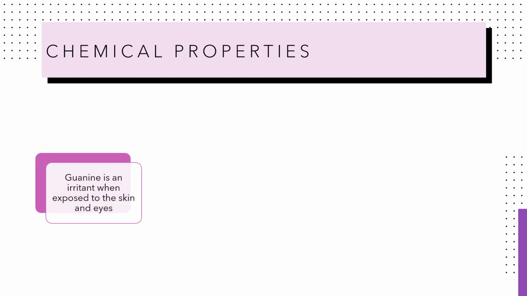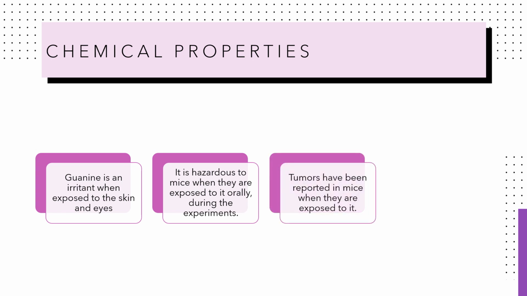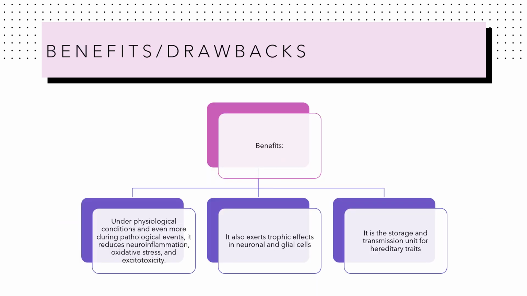Chemical properties: guanine is an irritant when it is exposed to skin or eyes. It is hazardous to mice when they're conducting experiments. So when it is introduced to them orally, it becomes very toxic to them. There have been reported tumors for it when they're exposed, and it is non-flammable.